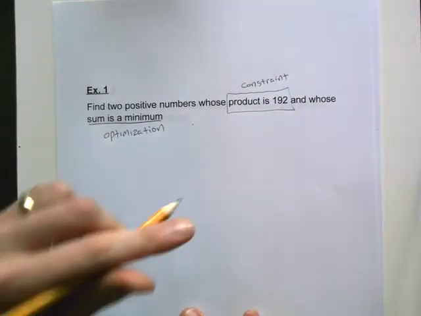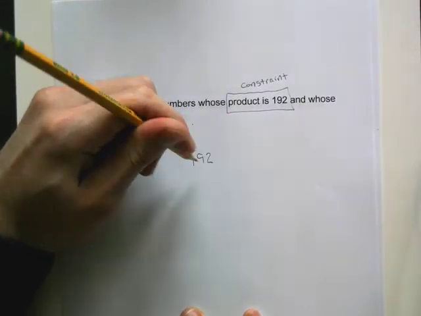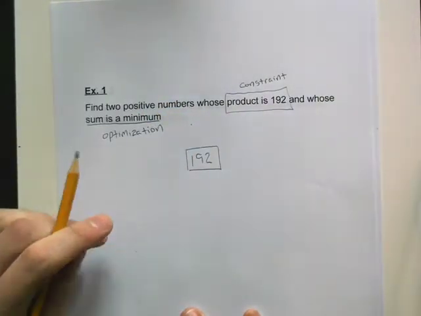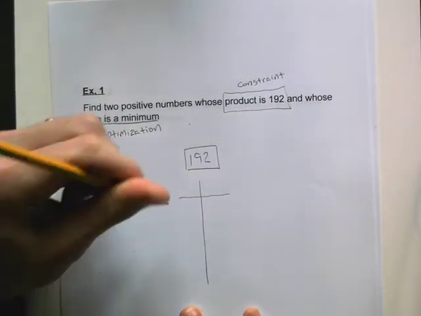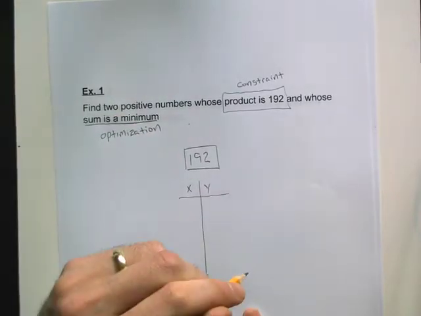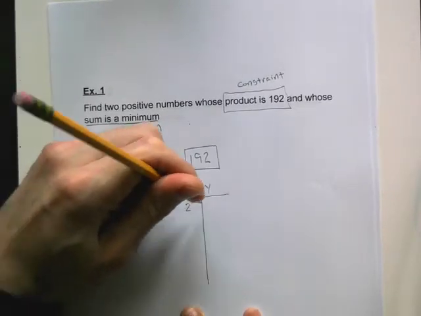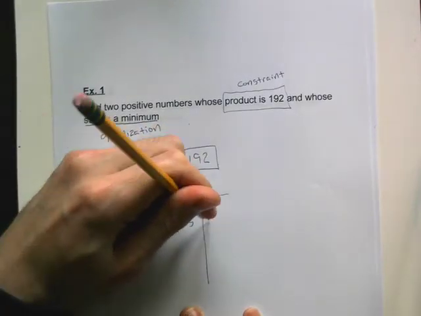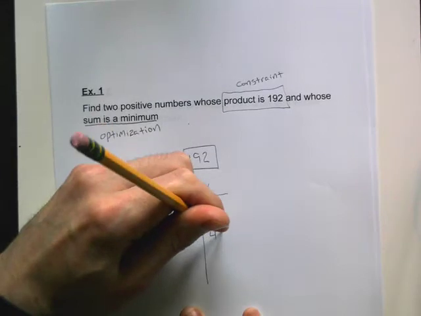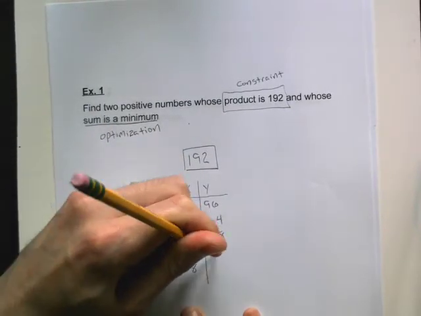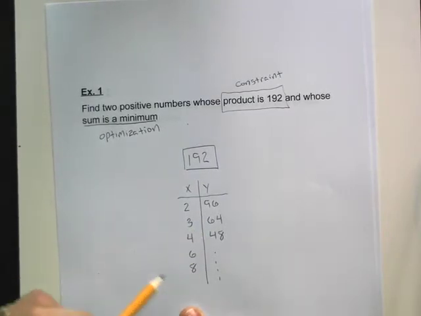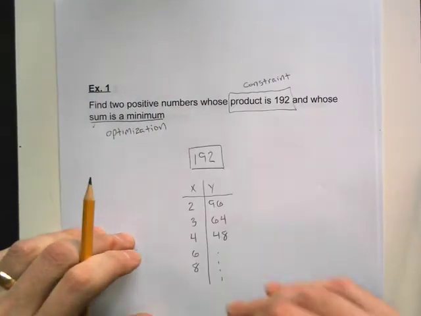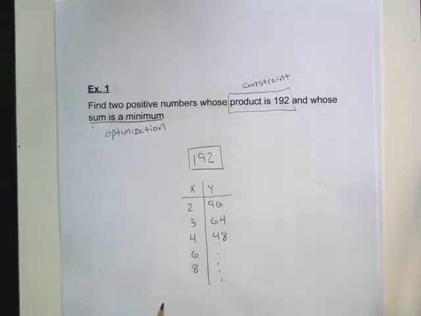Okay? So just think about it. You have a product of 192, right? And you don't have to do this on every problem, just kind of explaining what this all means. But if you have two values, let's just say an x and a y, who have to multiply together to be 192, you could use 2 and 96, you could use 3 and 64, you could use 4 and 48, you could use 6, you could use 8. All these things multiplied together are going to be 192, but you want to pick the two numbers whose sum is a minimum, okay? So that's why we're putting our two equations together. We have a constraint, we have an optimization, okay?